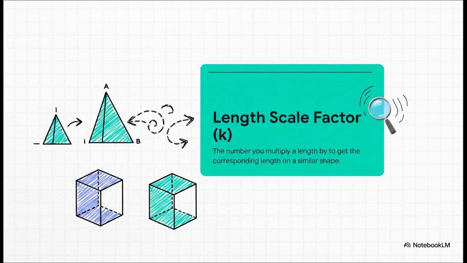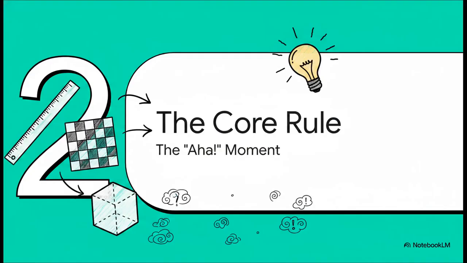Think of K as the secret code that links the small shape to the big one. You take any length on the small shape, multiply it by K, and boom, you've got the matching length on the big one. Okay, you ready? This is the core rule. This is the big aha moment. There's this incredibly simple, almost elegant rule that connects our length scale factor K to what happens with area and volume. And I'm serious, once you get this, you'll see it everywhere.